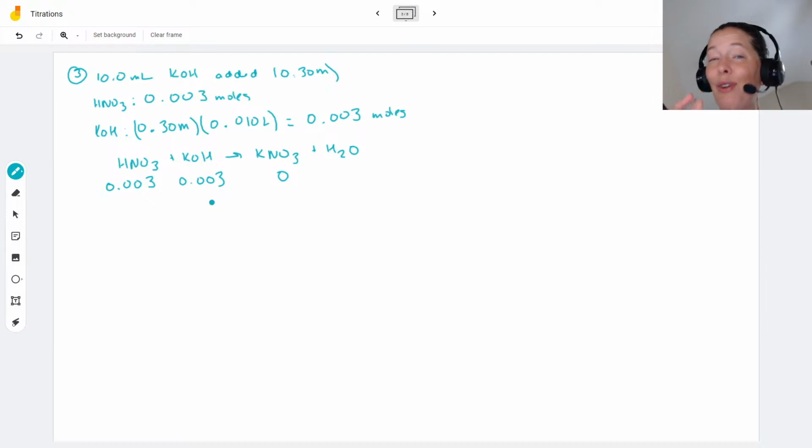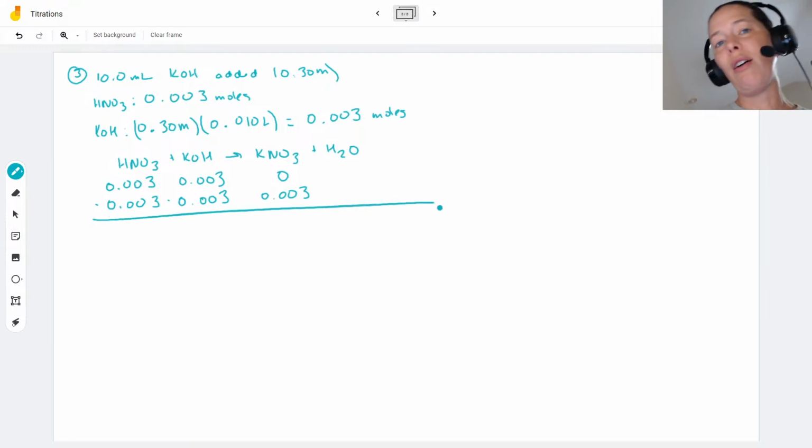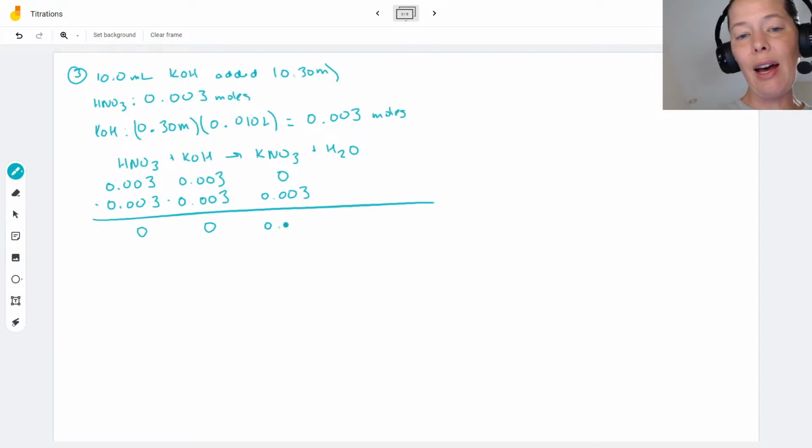And it's a little bit of a trick question because you could think of it as both are limiting or neither are limiting. I like to think of it as both are limiting. So I am going to use up all of these moles. Oh, sorry, that should be a negative. And of course, I am going to form 0.003 moles of my potassium nitrate. So I have no nitric acid, I have no potassium hydroxide, and I have some potassium nitrate.